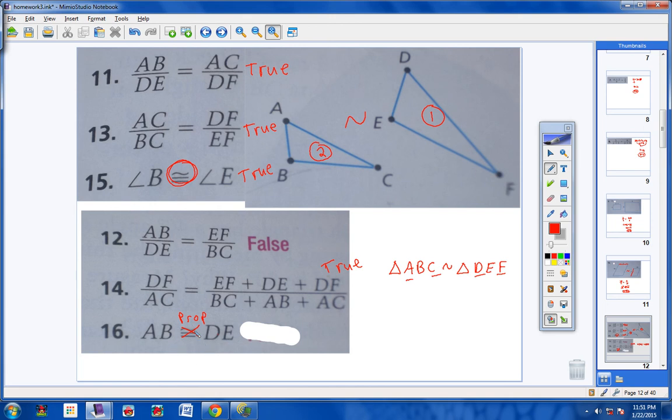Well, the directions say, decide whether the statement must be true or it has to be true. And no, this statement does not have to be true. Sometimes when two figures are similar, their sides are congruent. That can happen, but not always. We're not for sure. So we do not know for sure that AB is congruent to DE. What we do know is AB is proportional to DE. So false, no.